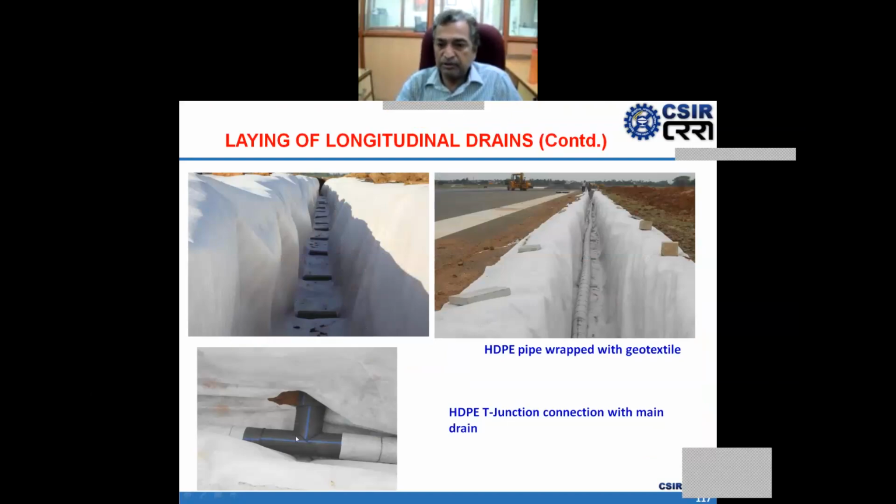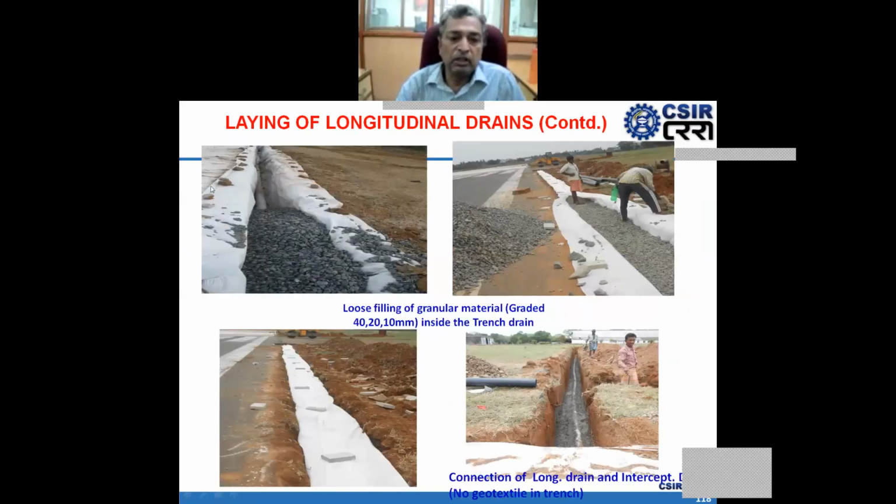This is the joint section. This is the HDPE pipe wrapped with geotextile. This is the T junction. And now in these longitudinal drains, aggregate materials with proper gradation were loosely filled. This is after filling of the trench with granular material and HDPE perforated pipe. This is the runway, and parallel to the runway, longitudinal drains were provided, and then here the transverse drain was provided.